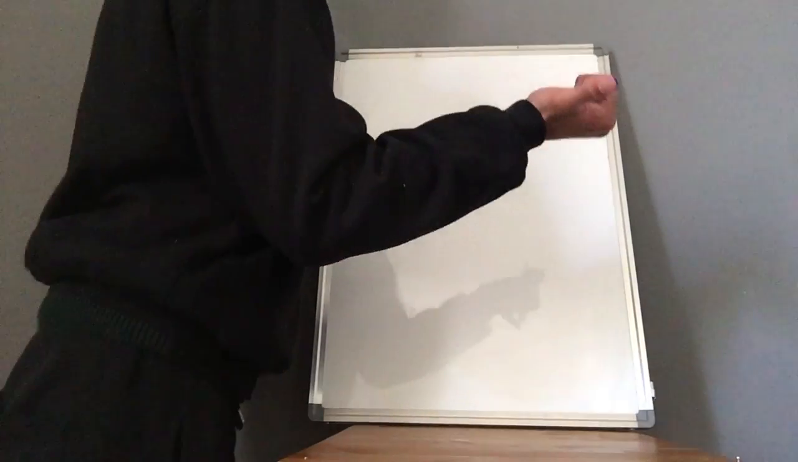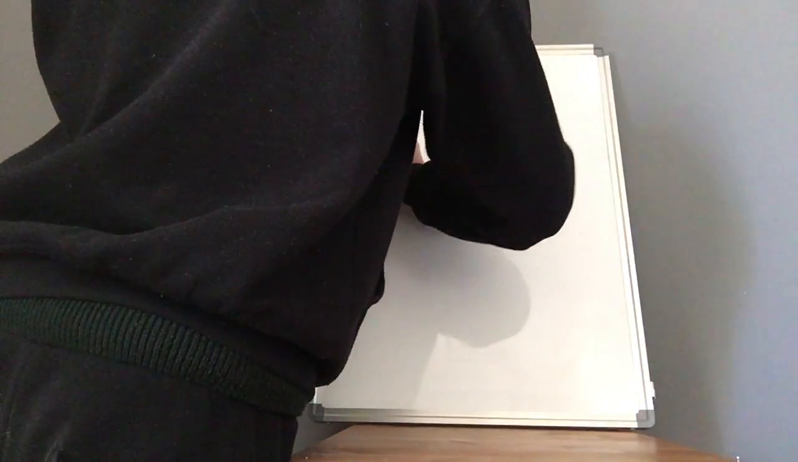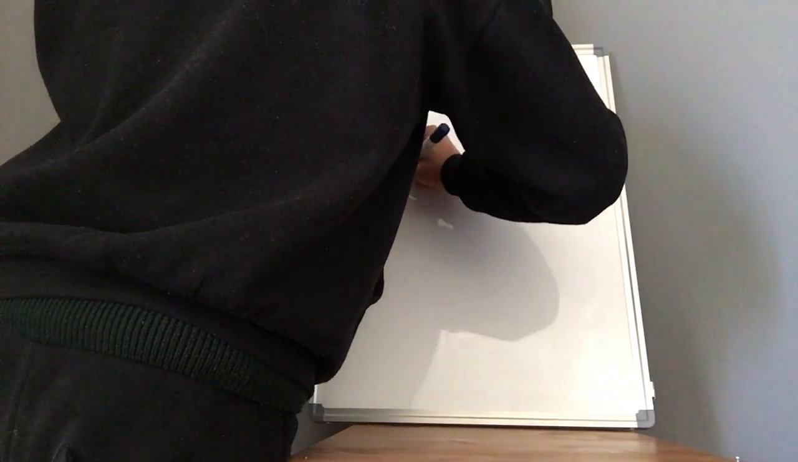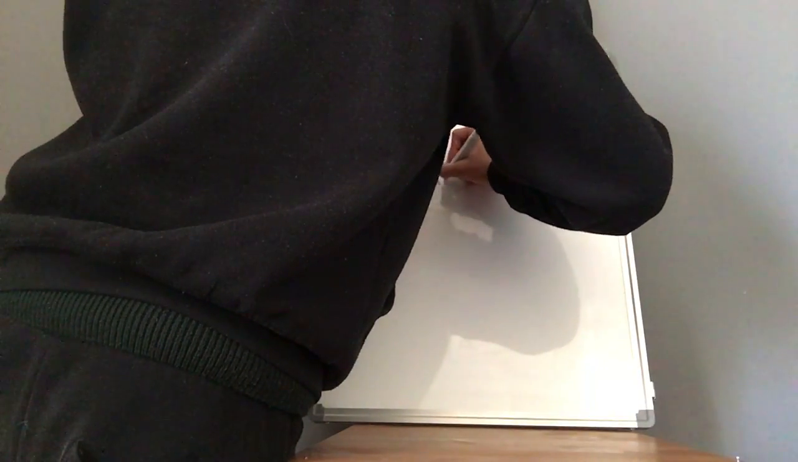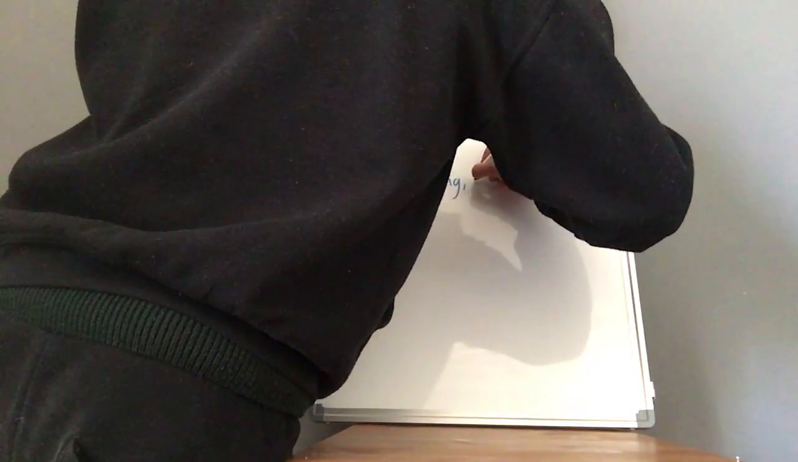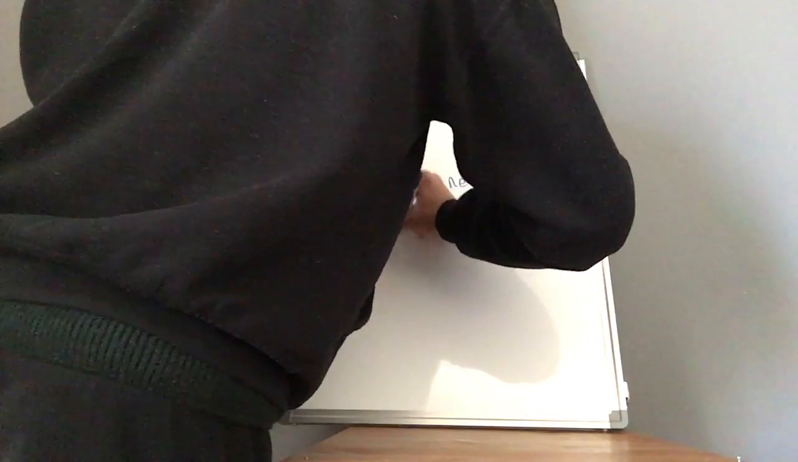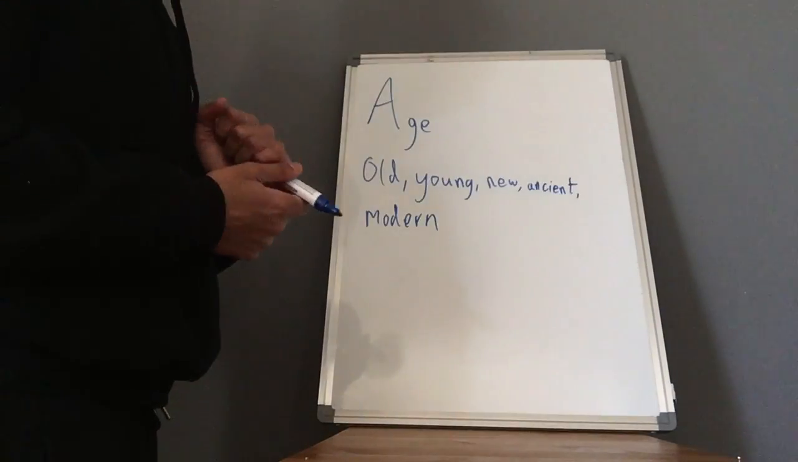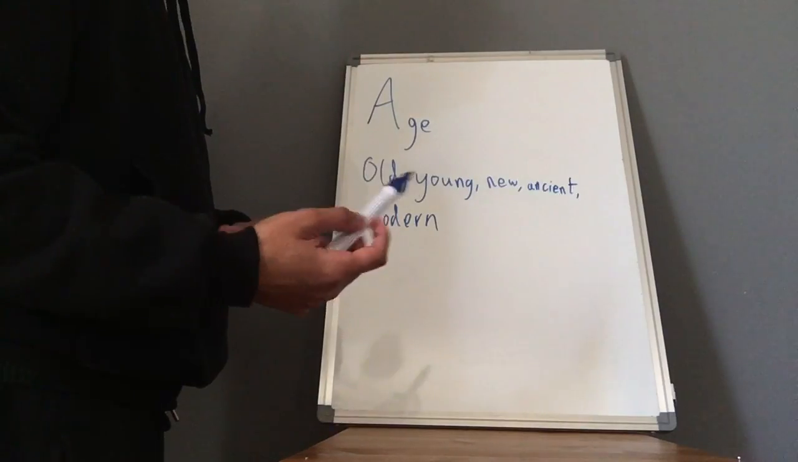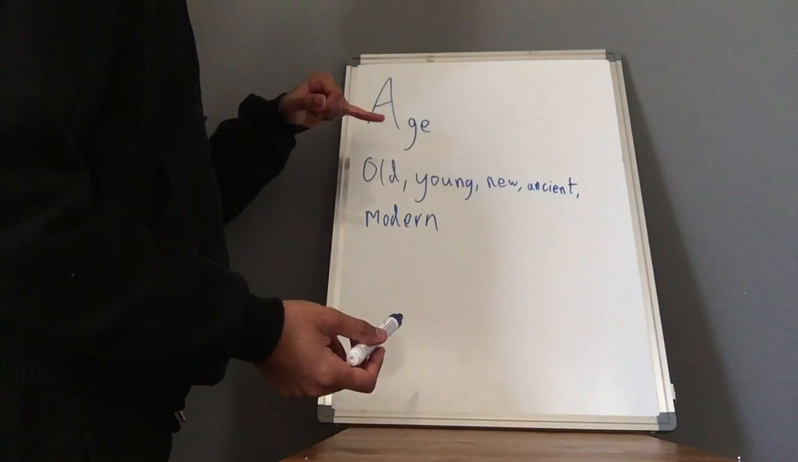And finally, the last one I'm just going to tell you about today, the age. So how old the thing you're talking about is. Is it old? Is it young? Is it new? Is it ancient? Is it modern? So, any adjective talking about the age of a noun falls under this category.